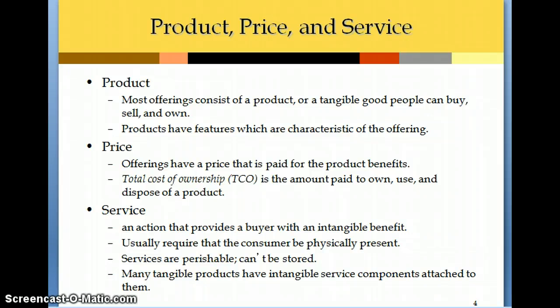Let's look at product, price, and service. Most offerings have tangible and intangible components. Product is a tangible good. Price is the initial amount paid to receive the offering's benefits. Total cost of ownership, or TCO, is the total amount someone pays to own, use, and eventually dispose of a product. Service can be an action without any tangible characteristics associated with them or some tangible component to a good.